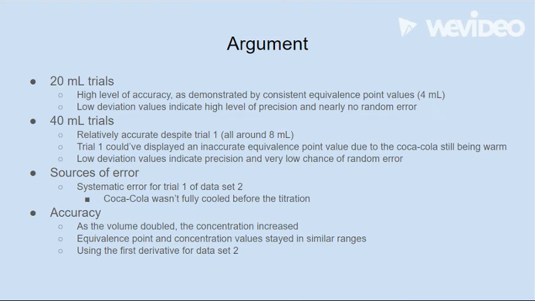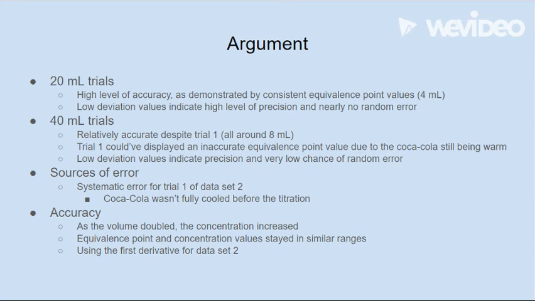Lastly, for the argument aspect of the lab report, there are 4 key takeaways. First, the 20 milliliter trials exhibited a high level of accuracy and limited error. This is demonstrated by the fact that all of the equivalence point data was around 4 milliliters. Additionally, the standard deviation was 4.33 times 10 to the negative fifth, and the relative standard deviation was 8.17 times 10 to the negative third, both of which are extremely low. This indicates a high level of precision and nearly no random error.